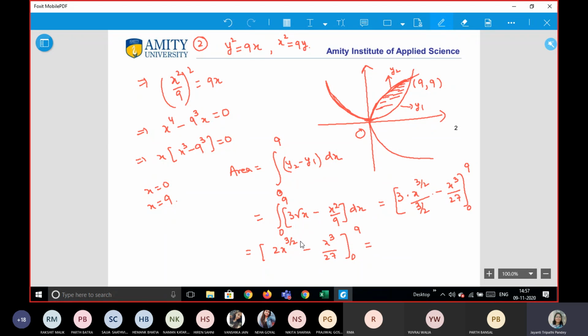At 0 it becomes 0, only the 9 part remains. So 2 into 9 to the power 3 by 2 minus 9 cube upon 3 into 9. So the output is this 3 square. Square square cancel. 3 cube into 3 cube is 54. 54 minus 3 into 9, that is 27. 27 square unit.